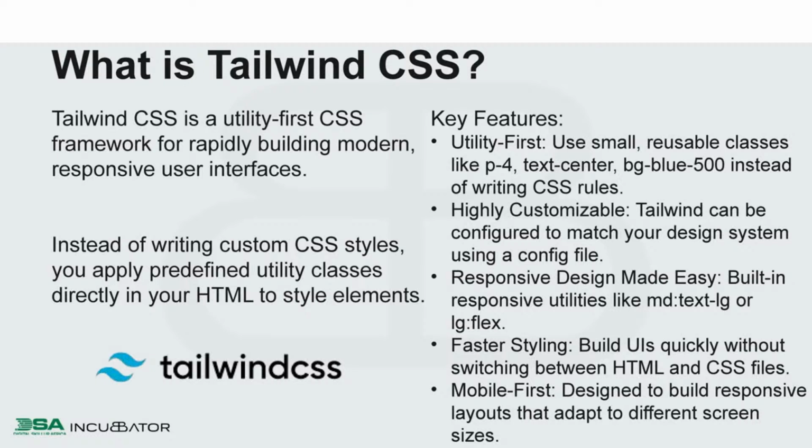We'll get to that. So Tailwind is a utility-first CSS framework for rapidly building modern, responsive user interfaces. Instead of writing custom CSS like what we just did, you apply predefined utility classes directly in your HTML to style elements. In other words, even if you are going to be writing styles, the external styling might just be minute, because almost everything you need is already predefined in frameworks like this.